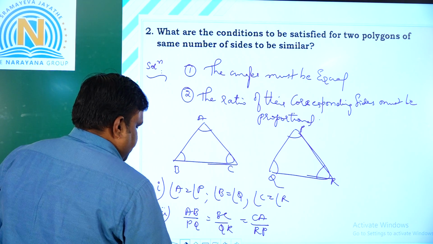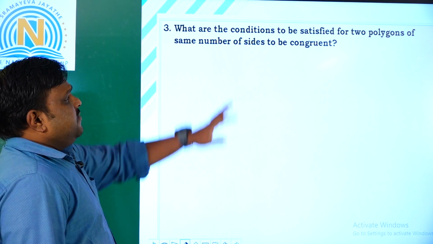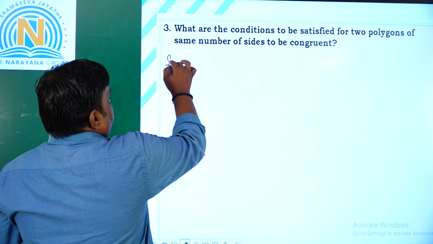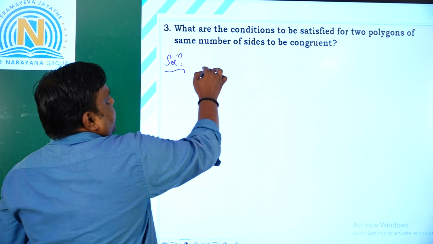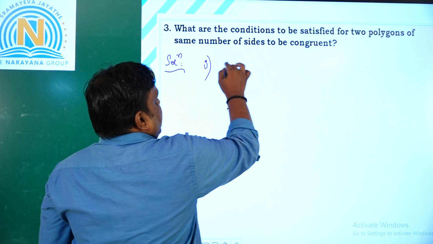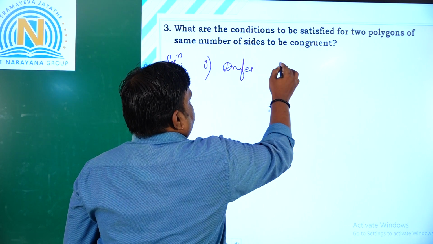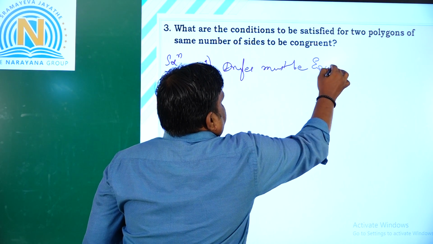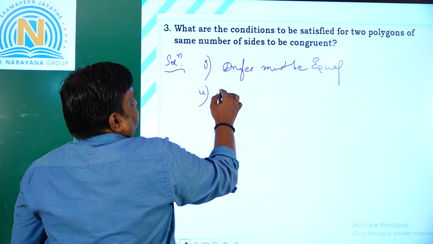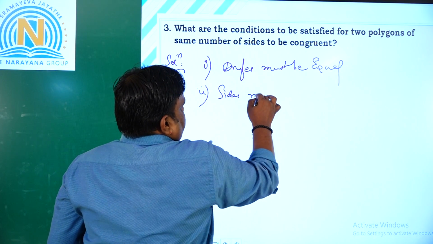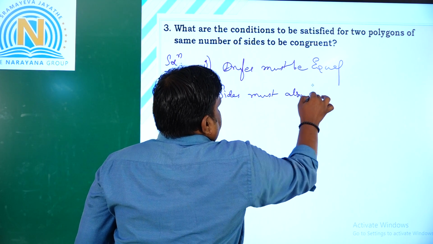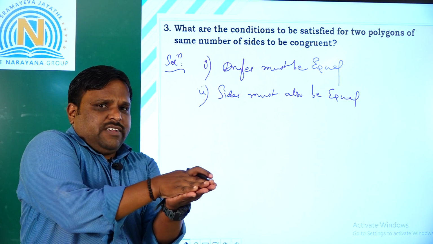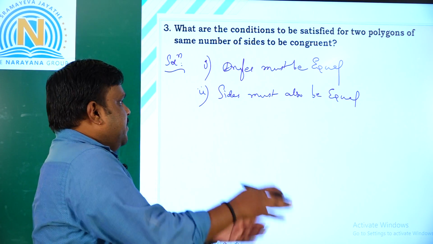Coming to the next question. What are the conditions to be satisfied for two polygons of the same number of sides to be congruent? The conditions are almost the same. The corresponding angles of the two polygons must be equal, and the second important thing is that the sides must also be equal. That means if you keep one object upon the other, they must coincide with each other. All the sides must coincide.